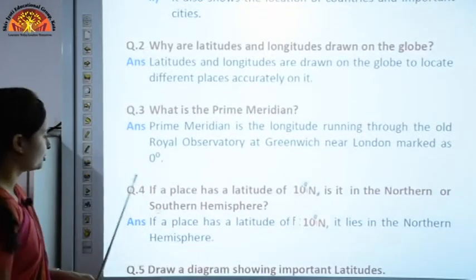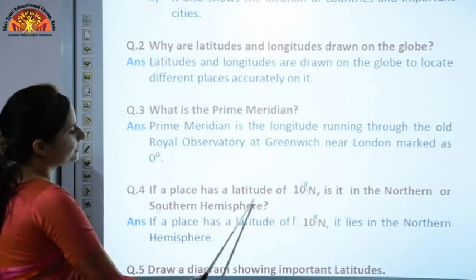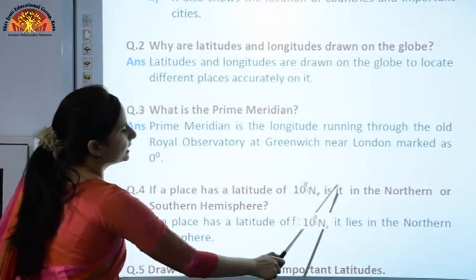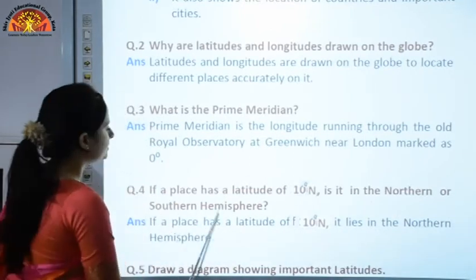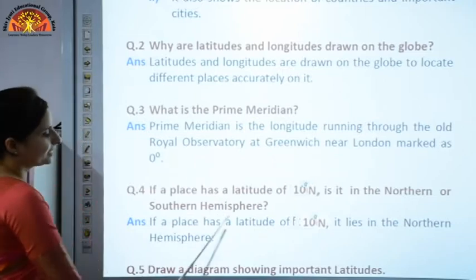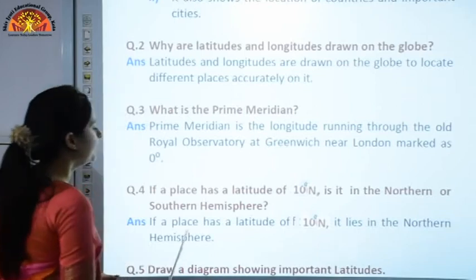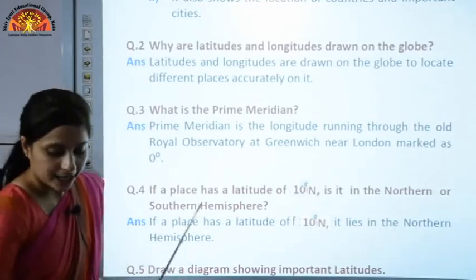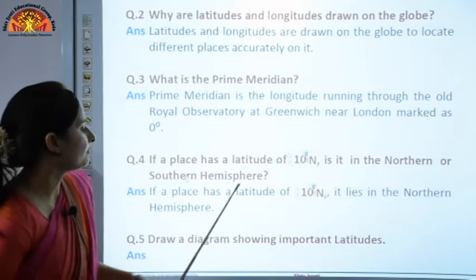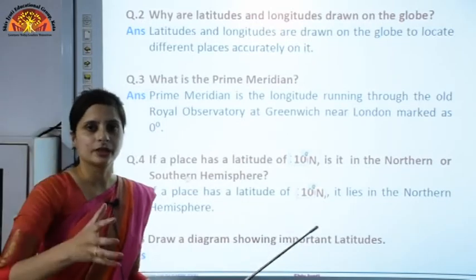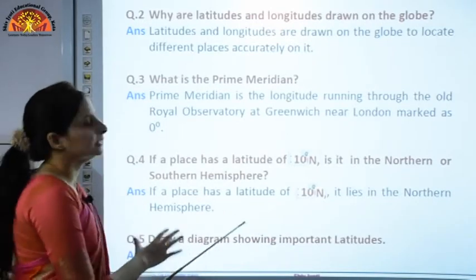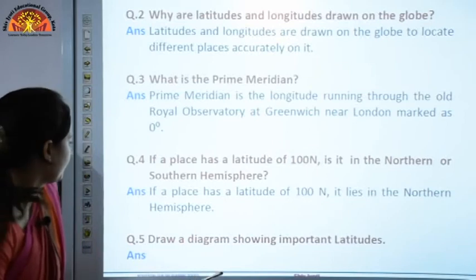Now question 4 is, if a place has a latitude of 10 degrees north, is it in the northern or southern hemisphere? If a place has a latitude of 10 degrees north, it lies in the northern hemisphere. Obviously children, if you are given the latitude of a place which is marked at 10 degrees north, it will fall in the northern hemisphere.